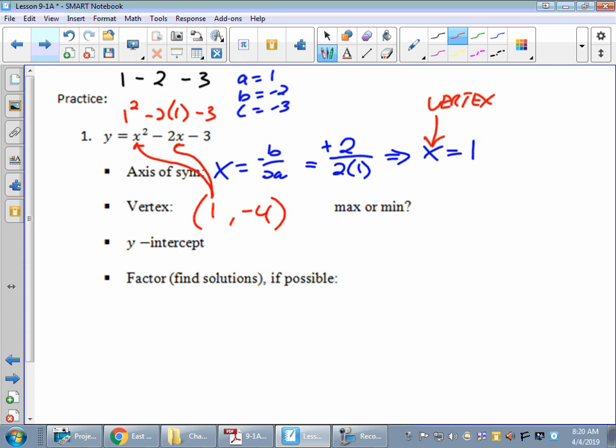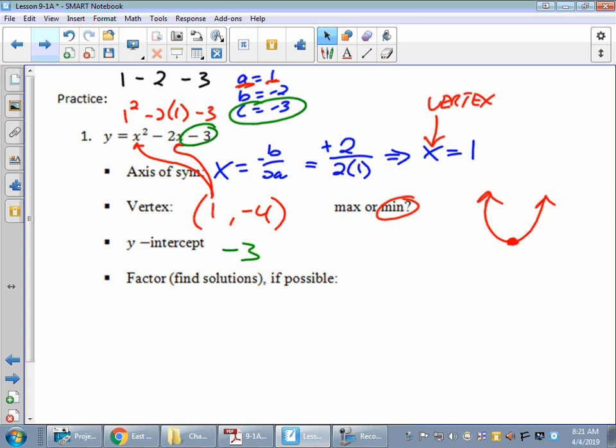My y-intercept, remember that's always my c value. Here's my c value, negative 3. So my y-intercept is negative 3. And then factor, or let's skip over here to maximum or minimum. Are we going to have a maximum value or a minimum value? Well, we look at our A. Our A value is positive, which means it's opening upward. So our vertex would be down here, which would be a minimum value.